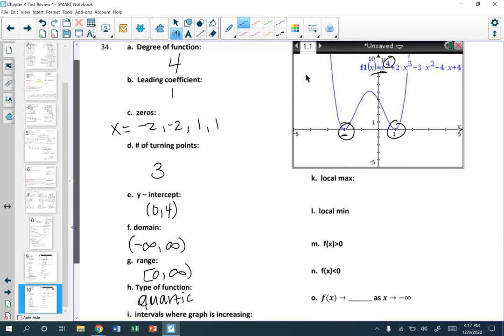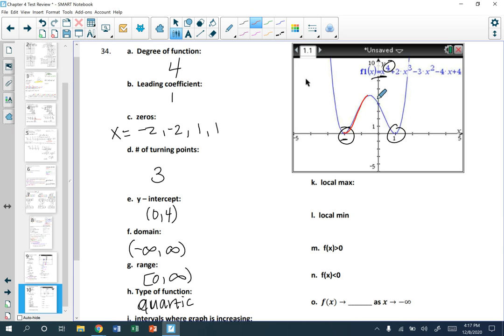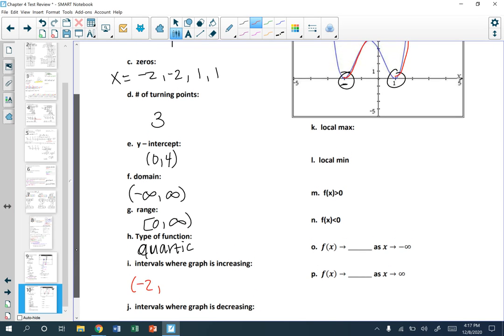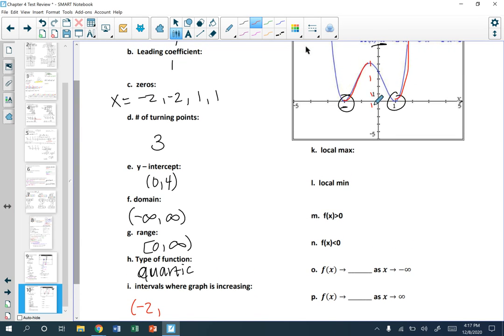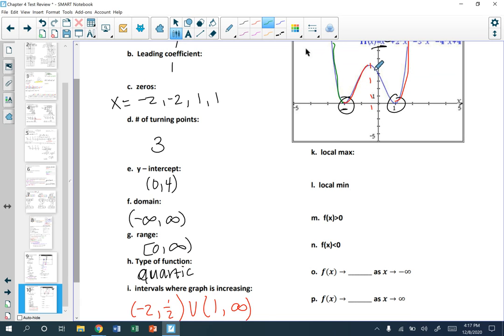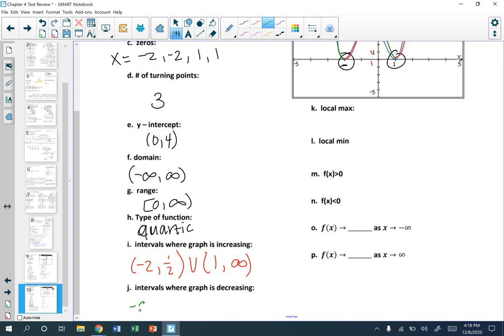My intervals of increasing, where's my graph increasing? Well, right here, as well as right there. So from -2 to, this looks to be about 1/2, and union 1 to infinity. Where is my graph decreasing? That would be right here and right here. So from negative infinity to negative 2, as well as 1/2 to 1.